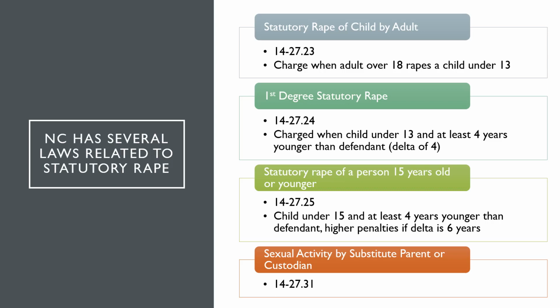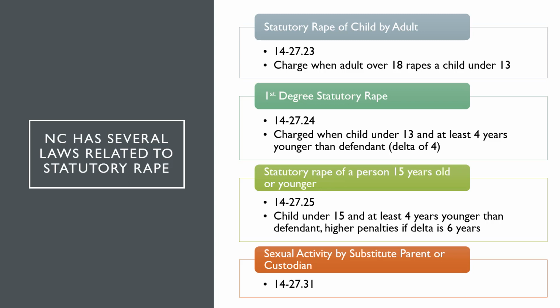So let me explain that. First-degree statutory rape is charged when a child is under 13 and is at least 4 years younger than the defendant. So if you had a 12-year-old having sex with a 13-year-old, it's not first-degree statutory rape. But if you had a 12-year-old having sex with a 17-year-old, it's first-degree statutory rape. Then we have statutory rape of a person who's 15 years old or younger, a child under 15, and at least 4 years younger than the defendant. If the delta is 6 years, it's worse, but if it's 4 years, it's not as bad.